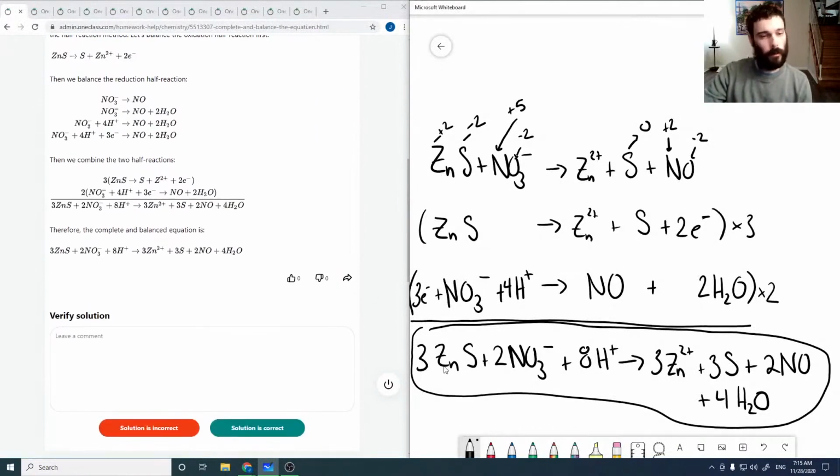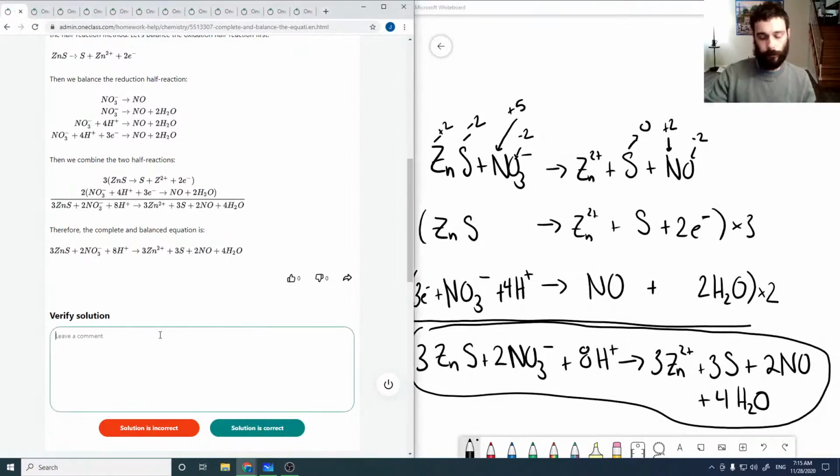But here's our balanced expression. Here's the solution given. And that looks the same. So I'll say the solution is correct. Okay.